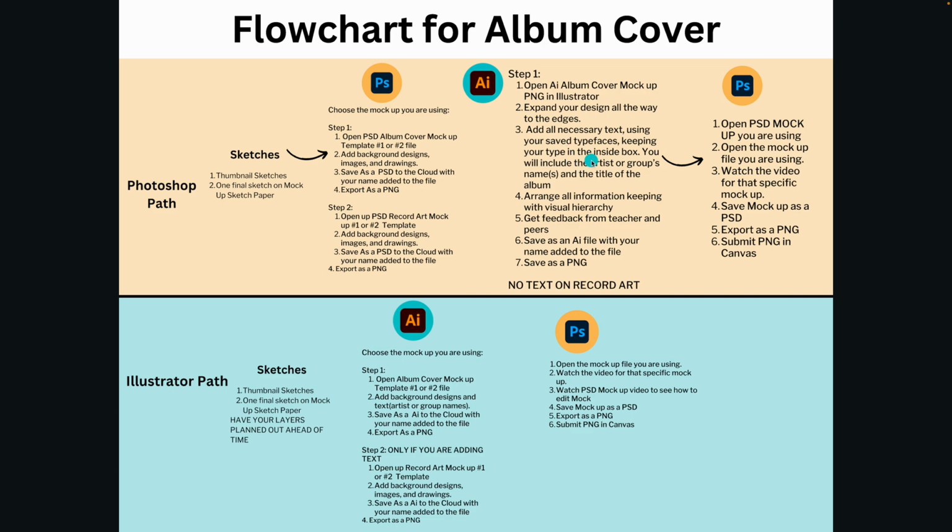because this is the one that's going to have text on it. You're going to have to include the artist's name or band or group, and you are also going to have to make sure that you have the title of the album on your design. There are guidelines that are already made for you in the template. It's the AI mock-up template. You are going to make sure that you do not keep your text outside those guidelines, and I'll go over that in the video. Once you have gotten feedback, you've finished, and everything is fine, you're going to save it as an AI file, and then you'll have it saved as a PNG.